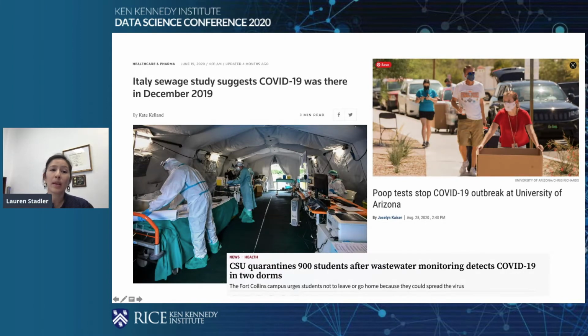Here's another one that came out of Italy. They went back and looked at old wastewater samples all the way back to December, and actually I think even before December, and they were able to identify traces of this virus in the wastewater all the way back to December 2019. This suggests that it's possible this virus could have been circulating in the community long before their outbreak, which occurred in March, and even before the first positive case that was reported in China.